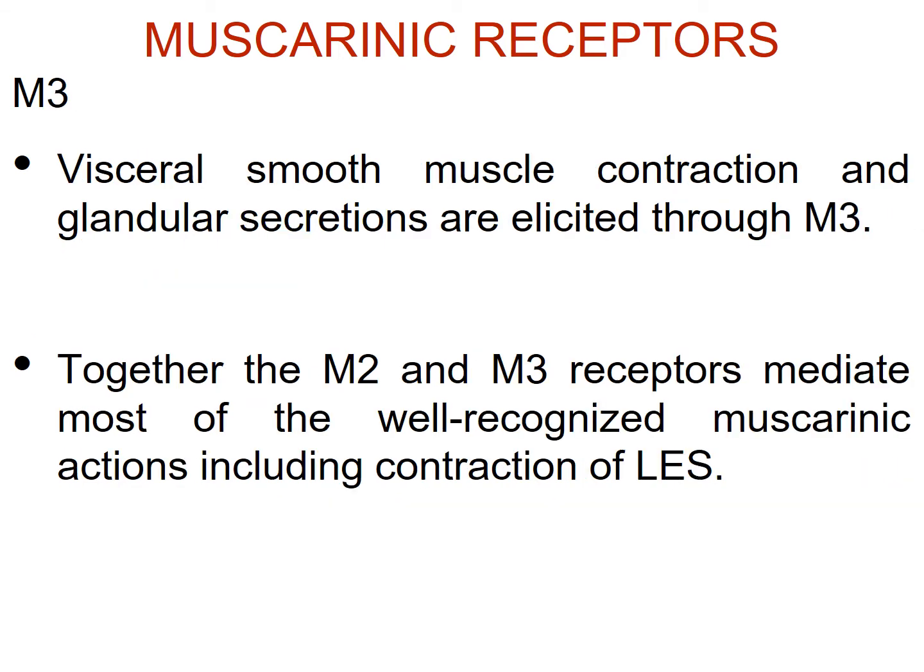Next is the M3 subtype of muscarinic receptor, which is located on the visceral smooth muscle and cause the contraction. Also, it is responsible for the glandular secretions, and along with the M3 receptor mediate the most well recognized muscarinic actions, including that of the contraction of the lower esophageal sphincter.